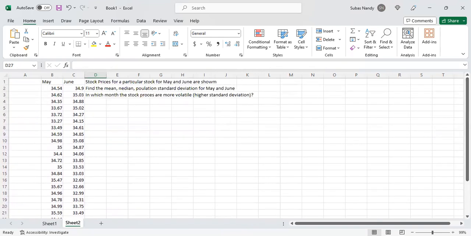So I found the mean and the median for May and June, and I found they're pretty close. So stock prices in both May and June are approximately symmetric, and the population standard deviation for the month of June is slightly higher, so slightly more volatile in the month of June. So I will stop here today.